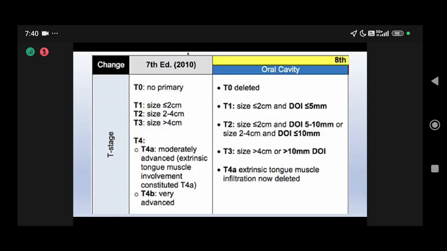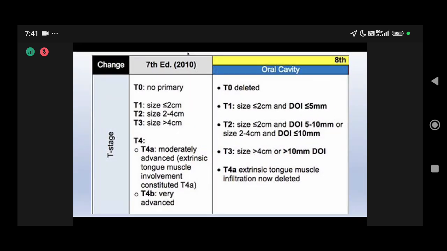classification. If you compare AJCC 7th edition and AJCC 8th edition, you can see here that T0 is now deleted. The T1 in AJCC 7th is less than or equal to 2 centimeters, which is here less than or equal to 2 centimeters, and depth of invasion less than or equal to 5 millimeters. The T2 in the 7th was size 2 to 4 centimeters. Here the T2 is less than 2 centimeters and the DOI 5 to 10 millimeters, or a 2 to 4 centimeter tumor which has depth less than 10 millimeters.